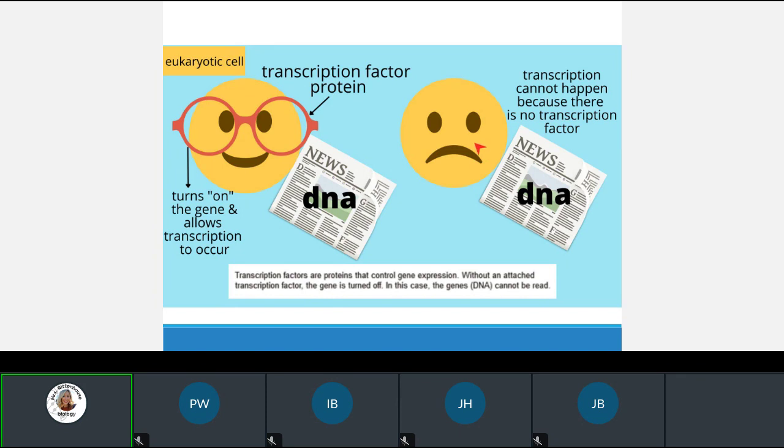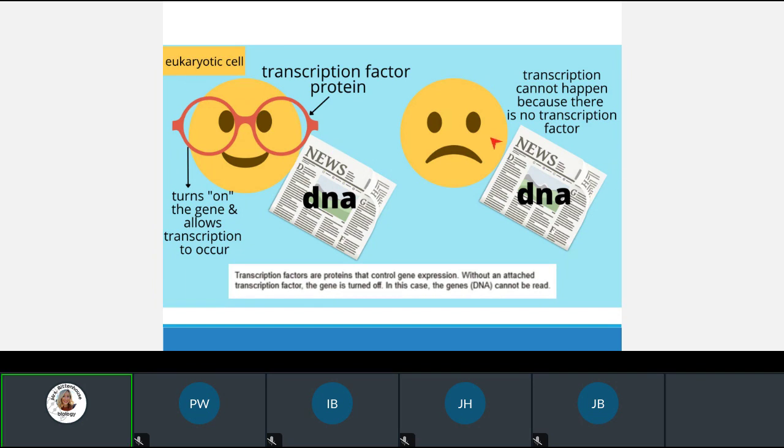It's a way of turning off the genes, right? It's like if you stayed up all night reading, but you could only read with your glasses, and your mom or someone at your house wanted you to go to bed and stop reading, maybe they would hide your glasses, right? So that you couldn't read.